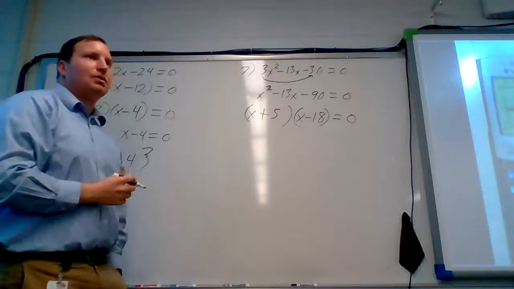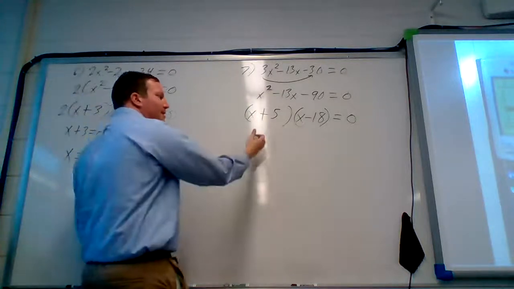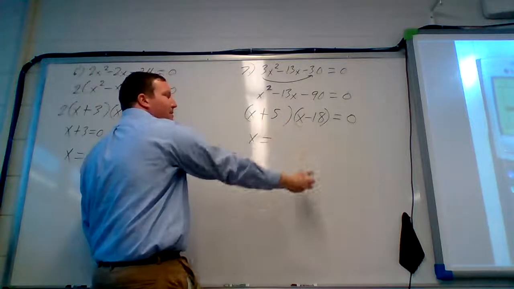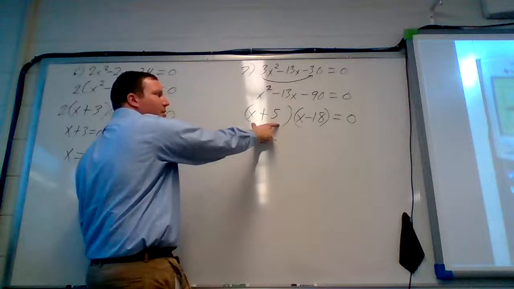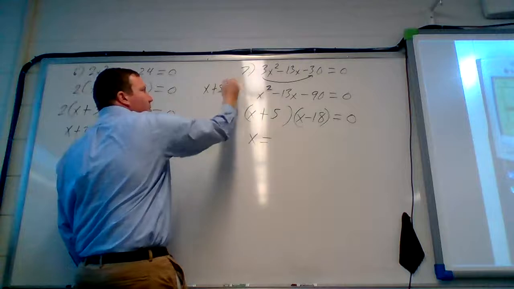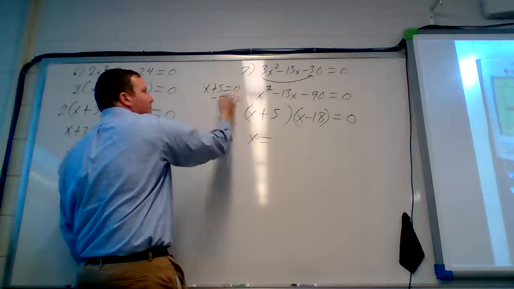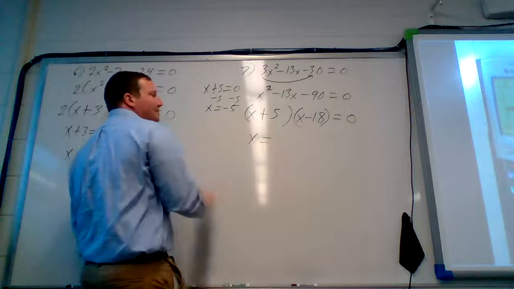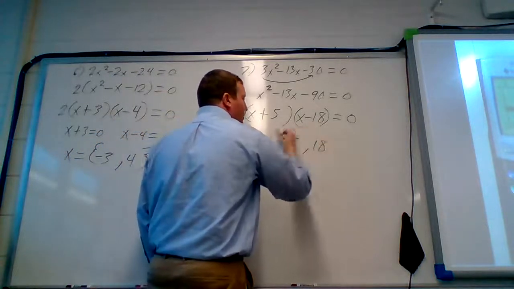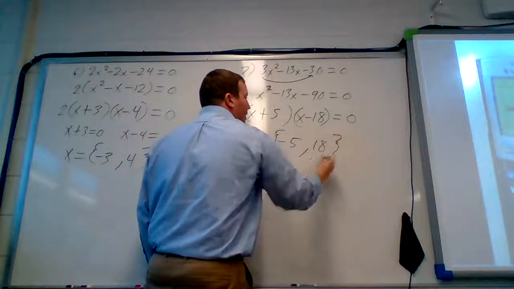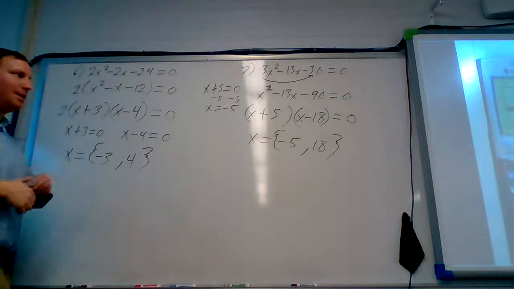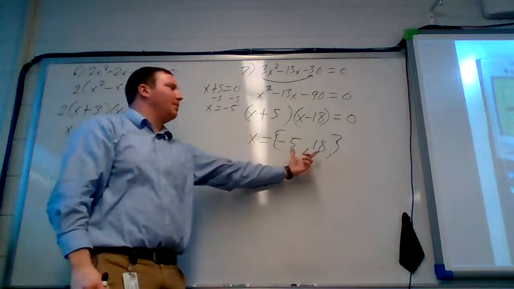So there's our factors. So then what does x equal? Negative 5 and a positive 18. Wait, how is a negative 5 a positive sign? Because when we set it equal to 0, remember we're going to have to subtract it over. So we change the signs of those two factors, and there's our set. So x equals negative 5 and 18. And again, these are our x-intercepts that we just solved for.